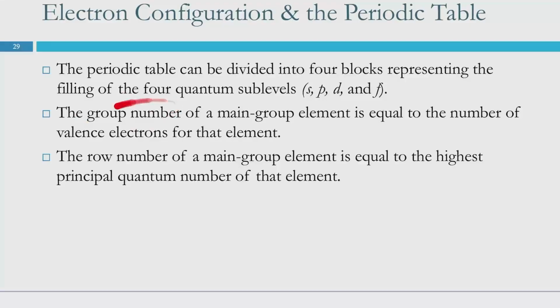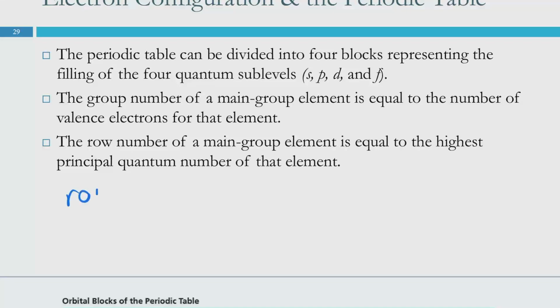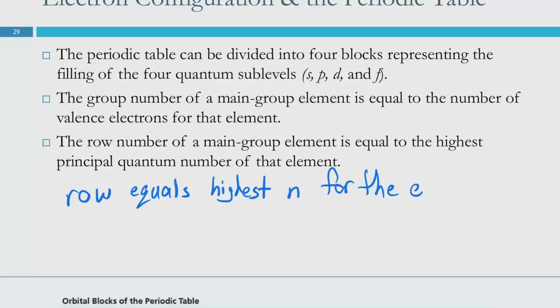Remember that the group number of a main group element is equal to the valence electrons. The row number of a main group element is equal to the highest principal quantum number for that element. So whatever row that we're in equals the highest n for the element. There are a couple of little weird bits here that I'll point out when we see them.